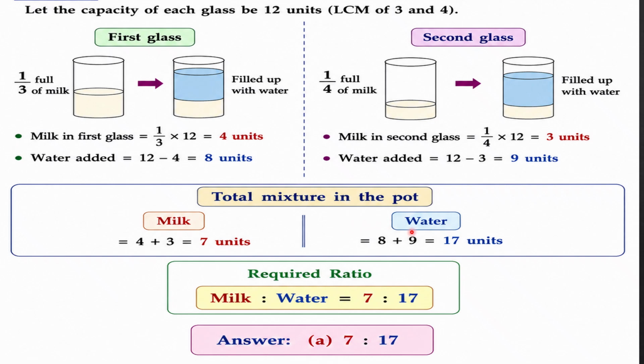Now total mixture in the pot. What is the total milk? 4 units plus 3 units, so we'll get total 7 units. Same for water: 8 units in the first glass and 9 units in the second, total 17 units. Please remember the very important concept: the ratio will never change, right? So required ratio of milk and water, when you pour into another container, will be the same. So 7 to 17 is our correct answer.